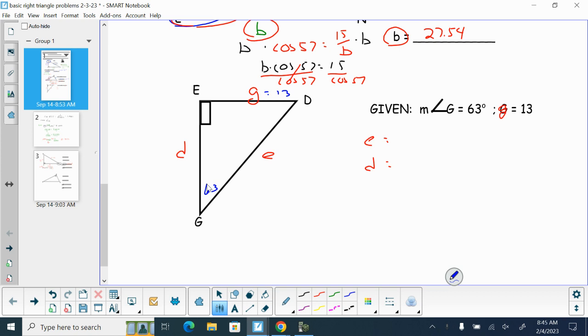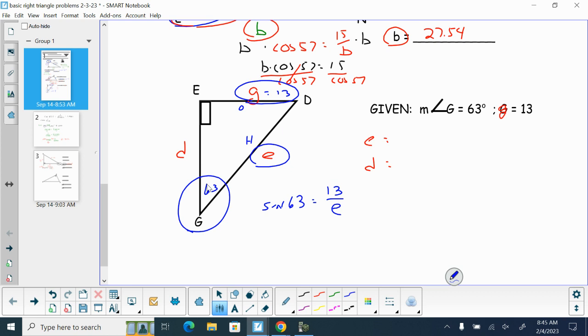So once again, we're going to go through the same mental process we did on Friday. Here's the angle we know, here's the side we know, and we want to find little e. Which trig ratio relates the angle we know to the side we want to find? Well, this is opposite over hypotenuse, so the sine of 63 degrees is equal to 13 over e.